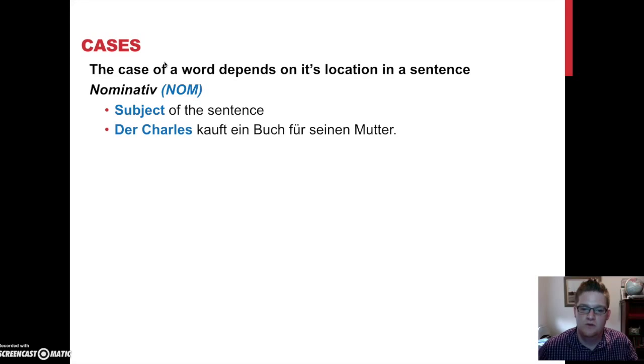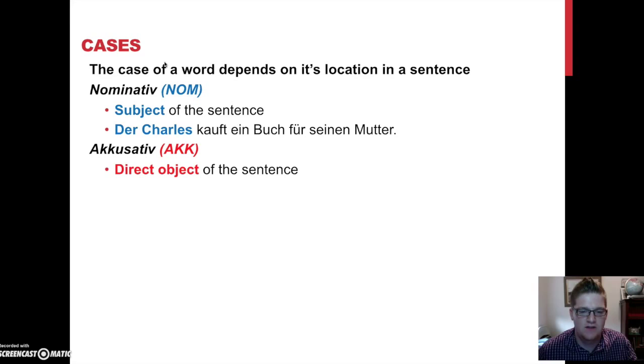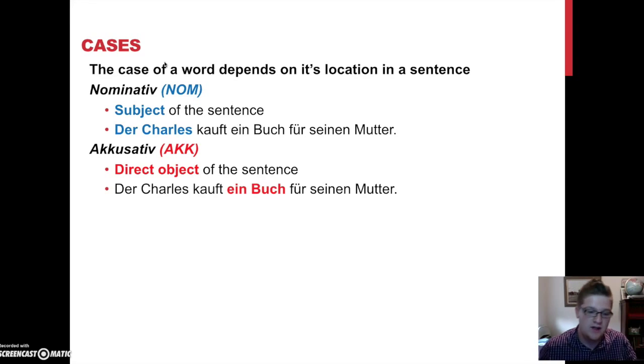and he's doing that to the other stuff in the sentence, which brings us to the accusative case, abbreviated as AKK and in the red coloring. The accusative case is the direct object of the sentence. It is having the verb done to it. In our sentence, Der Charles kauft ein Buch für seine Mutter, ein Buch is the direct object. It is a thing being bought by Der Charles.